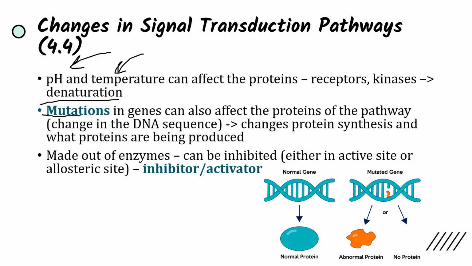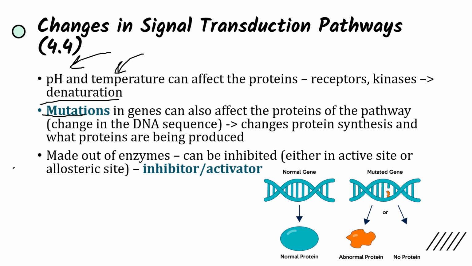Additionally, mutations in genes can affect the proteins of the pathway because a mutation is a change in the DNA sequence, and if the DNA is altered, then the protein synthesis and production of these receptors and kinases are going to be changed. Either we're producing now a different protein or not at all. And we'll talk more about mutations in Unit 6.